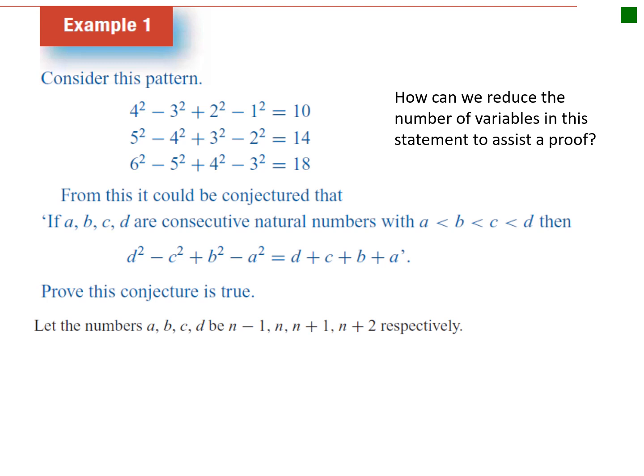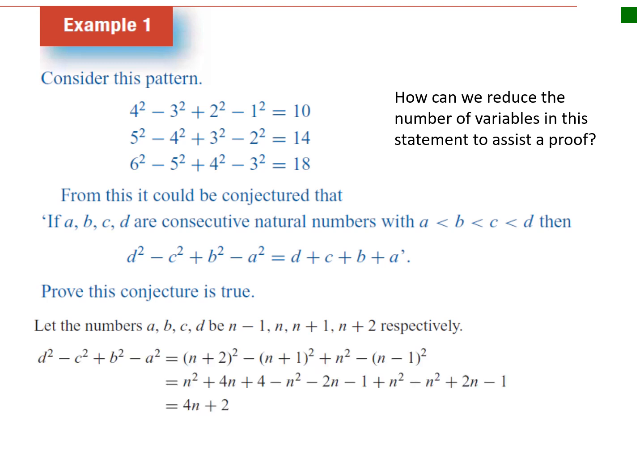And of course, if you chose n plus 1, n plus 2, n plus 3, your aim is to show that that reduces to 4n plus 6. 1 plus 2 plus 3 is 6. So it doesn't really matter how you choose your consecutive numbers in this case. Okay, so there it is. There are our replacements: D with n plus 2, C with n plus 1, and so on and so forth. We just expand, collect like terms, and show, as we were hoping to show, that it's equivalent to 4n plus 2, which of course is the same as A plus B plus C plus D.